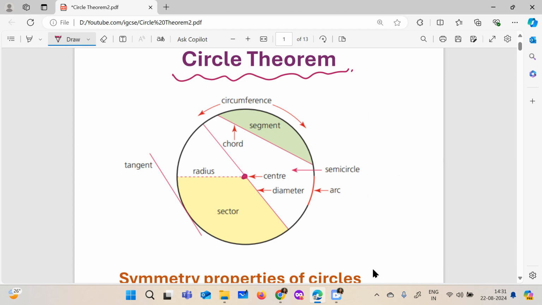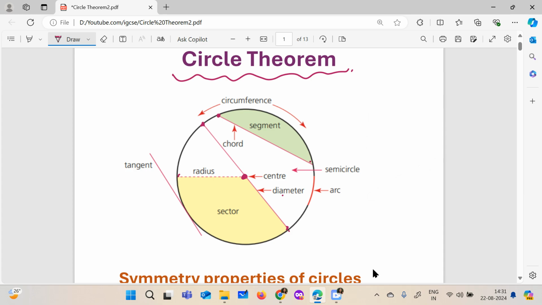Every circle will have a center, and a line passing through the center, touching the circumference of the circle from one end to another. This is called the diameter. From the center to one end on the circumference, you have this length. This is called the radius. And then you have a chord. A chord is from one point on the circumference to another point on the circumference. So we can say that the diameter is the longest chord of the circle.